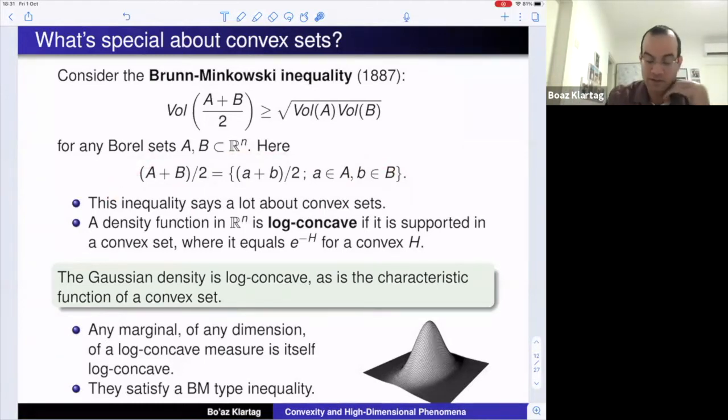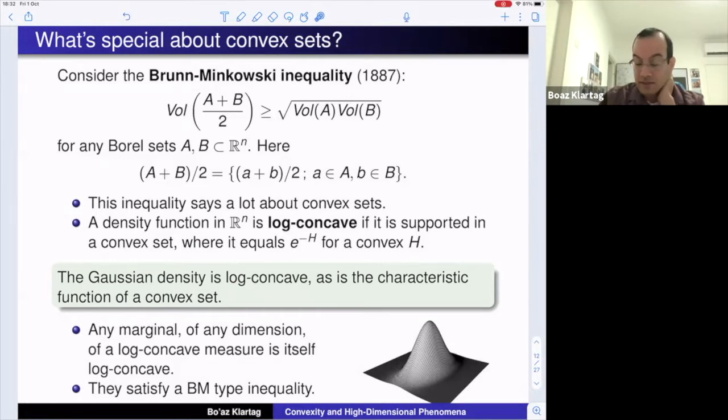The collection of all midpoints, apparently, is not so small in measure. So always the volume of A plus B over 2 is at least the geometric average of the volume of A and the volume of B. And volume is just Lebesgue measure in R^n. Okay, so this is the Minkowski inequality. And actually, even though convex sets are not mentioned in its formulation, it says quite a lot about convex sets. In the equality case, we have convexity conditions. The equality more or less requires that A and B be convex up to measure 0 or something like this.